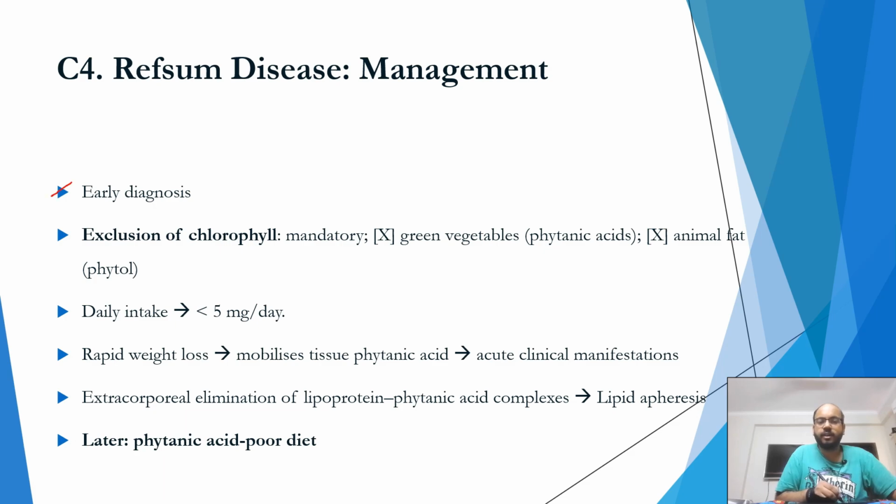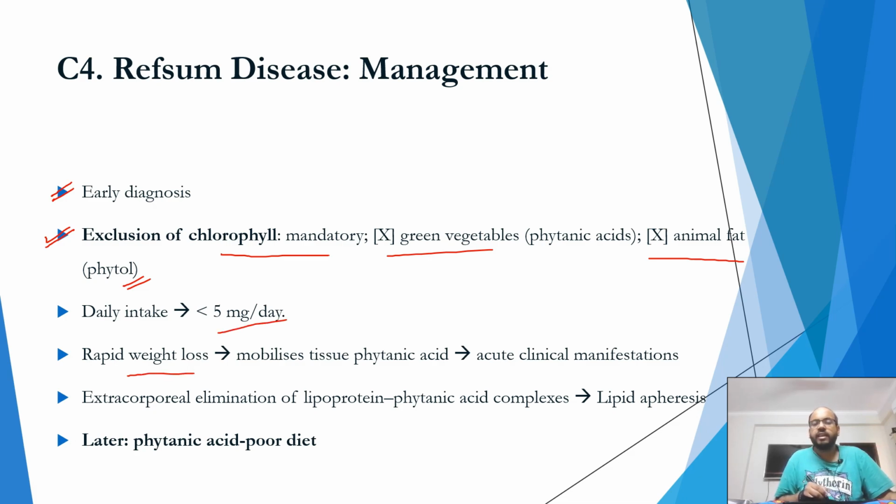The management includes early diagnosis, exclusion of chlorophyll, which is mandatory. The patient cannot have chlorophyll, so no green vegetables because they're rich in phytanic acid, no animal fats because they are phytol. So phytanic acid can be made from phytol also. Daily intake should be restricted to less than 5 milligram per day.